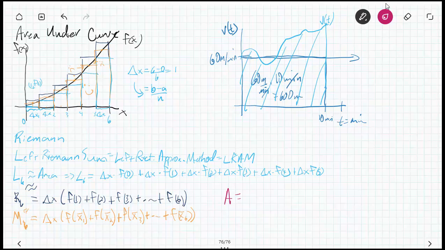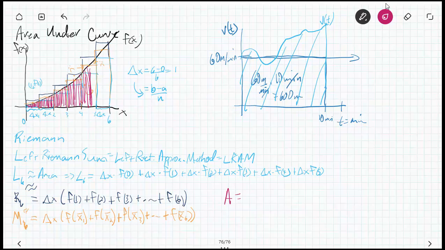I would want the width of my subinterval to shrink so close to 0 that each one of these rectangles would just be filling in the curve, right? That would be the sweet spot. I get all these teeny tiny little rectangles that fill in the curve. So what am I going to do?